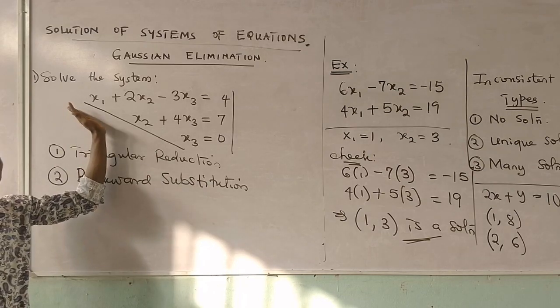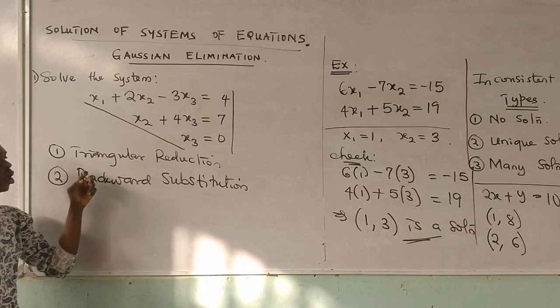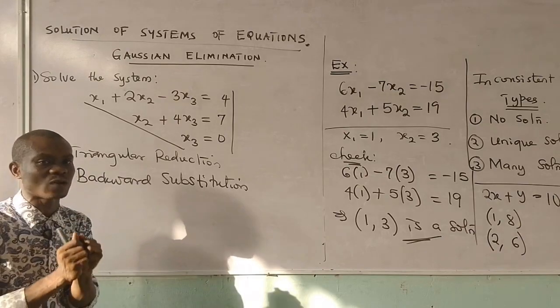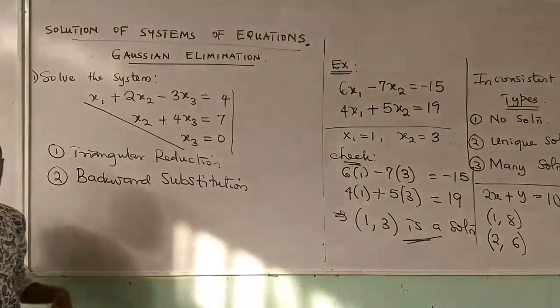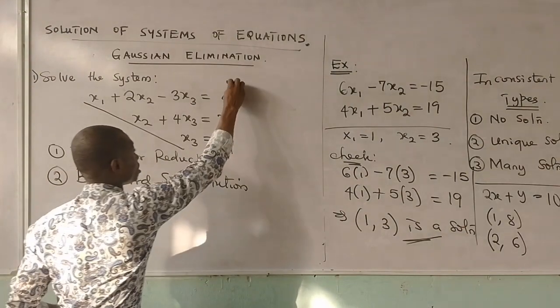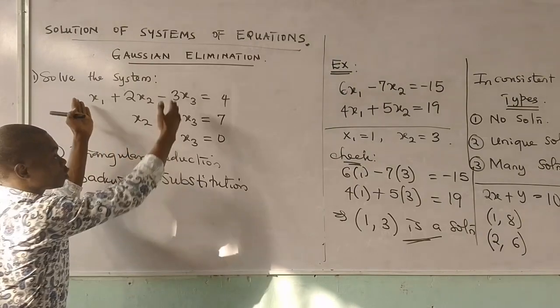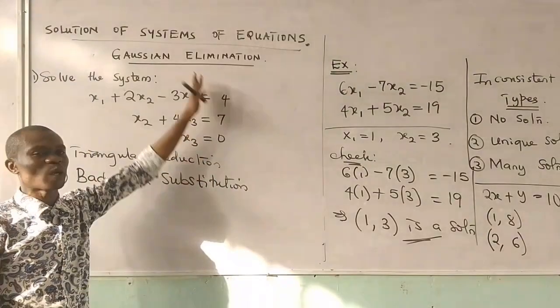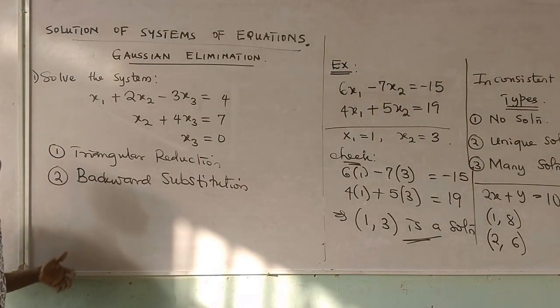The example we have here has already done the triangular reduction. So we are going to start with the backward substitution so that you will capture what that one is, and then I will show you how to do triangular reduction. So what does it mean to do backward substitution? After you have done your triangular reduction and you have something like this, this example says we should solve this. So this person has already reduced, and so we only want to do backward substitution.